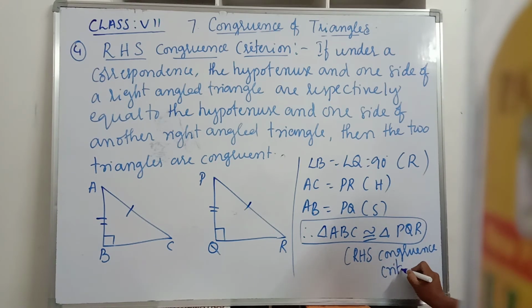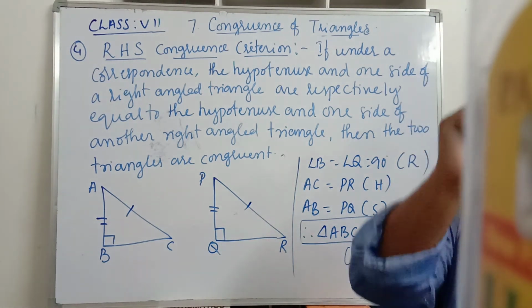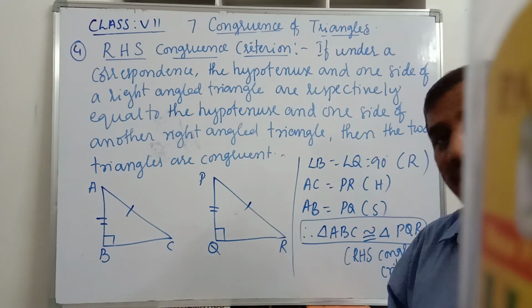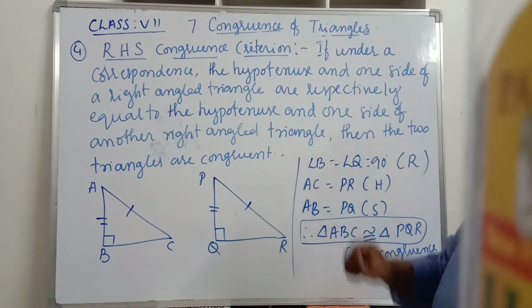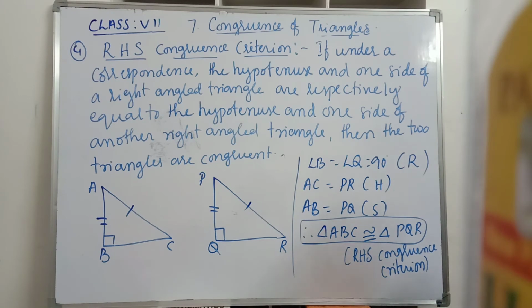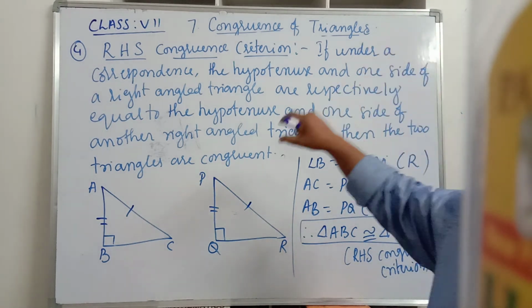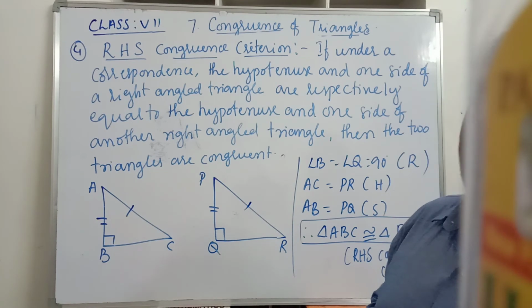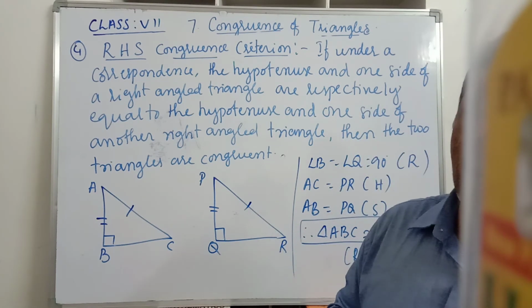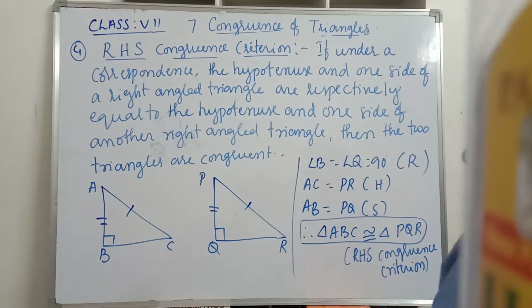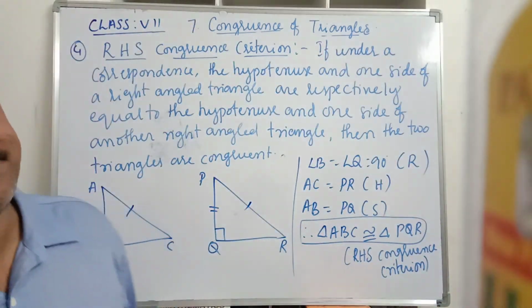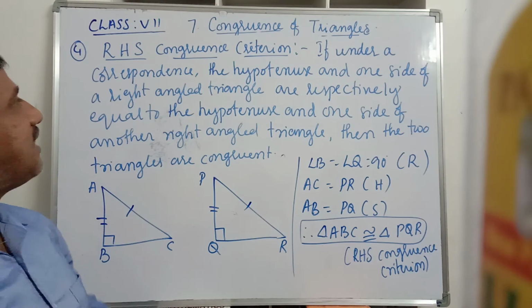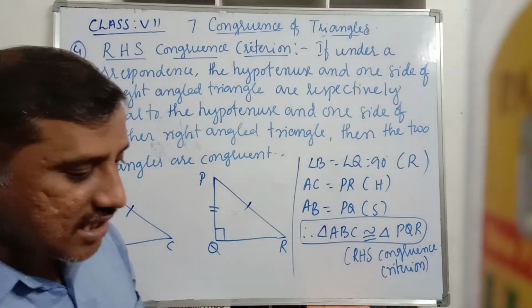So under the RHS congruency criterion, triangle ABC is congruent to triangle PQR. For one right angled triangle, we will have only one hypotenuse and only one right angle. So purely we use this congruency criterion to prove whether right angled triangles are congruent or not, to check, to examine or to verify. So today what we discussed is congruency criteria, today's topic.